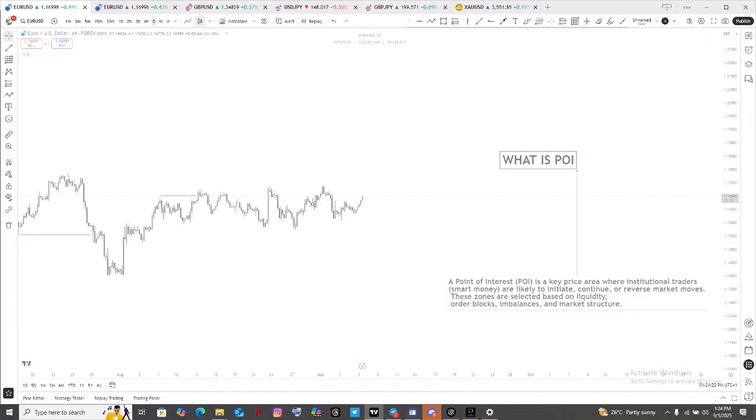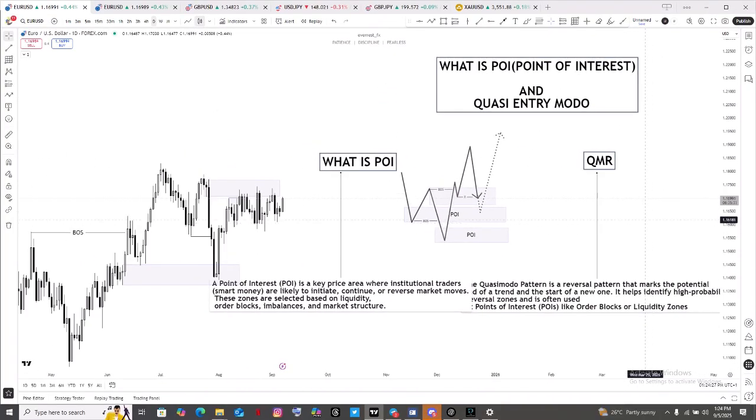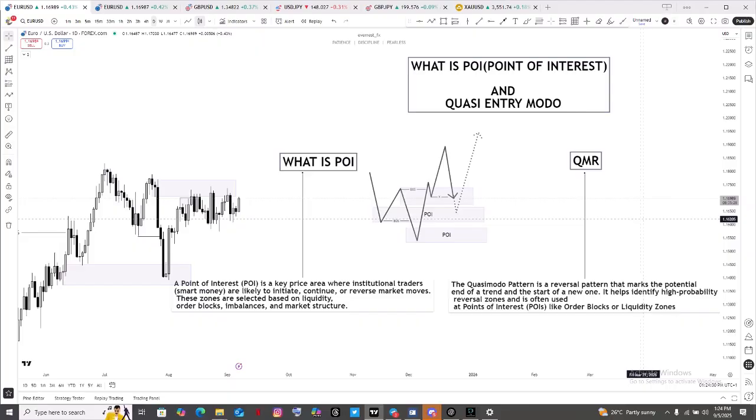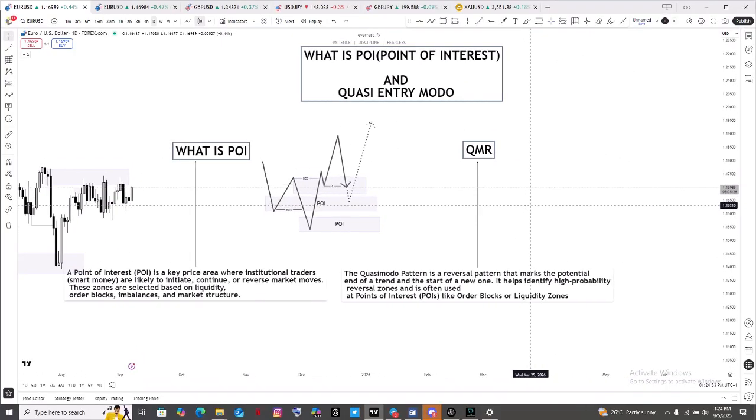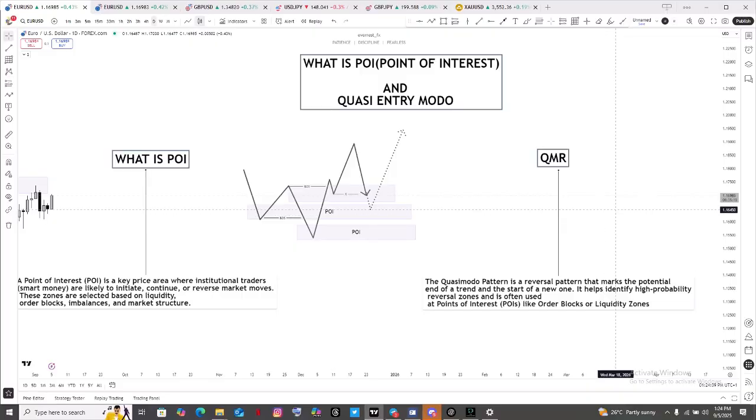So the next thing we are going to talk about is QMR, the Quasimodo, or you can say quasi-entry model. What is a quasi-entry model? Let's talk about it now. A quasi-entry model is a reversal pattern that ends a trend and starts a new one. It is a reversal pattern or an entry pattern that ends a trend and starts another one, giving us a particular place to enter from.